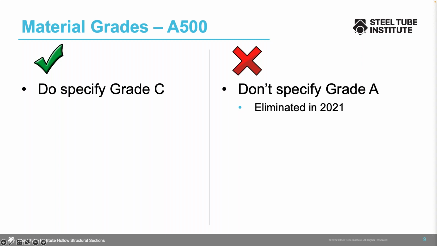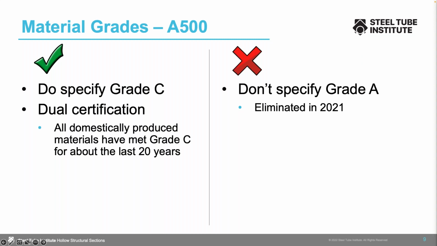Don't specify grade A. It's important to note that in the past, A500 had 4 different grades, A, B, C, and D. In the beginning of 2021, grade A was eliminated from the A500 spec because it wasn't being produced and had a low yield strength. So that left grades B, C, and D.